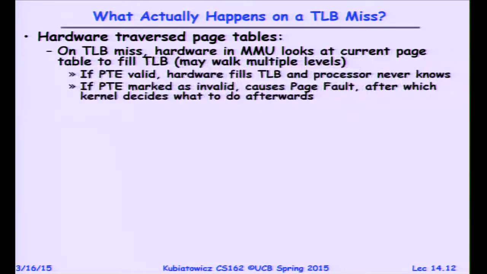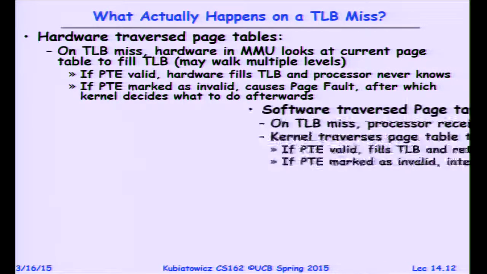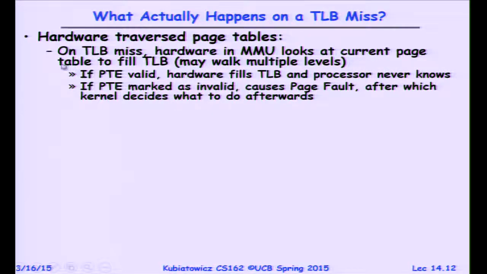So what actually happens when you miss in the TLB? One option is that the hardware knows what page table format you've got, and the MMU basically walks that page table. You remember those really complicated structures we had before the midterm. Actually, we had you draw a 2-level page table on the midterm. That structure is something that hardware knows in a hardware TLB situation, and the MMU walks through that in hardware. Once it finds the missed PTE, if the PTE is valid, it fills the TLB, and the processor never knows that there was a TLB miss. Otherwise, if it's invalid, it causes a page fault, and the operating system has to take over.